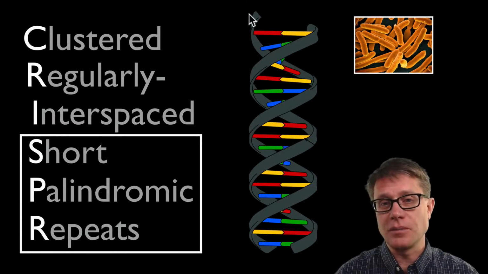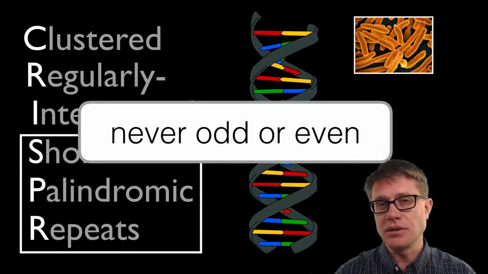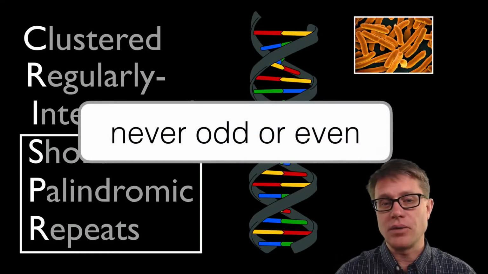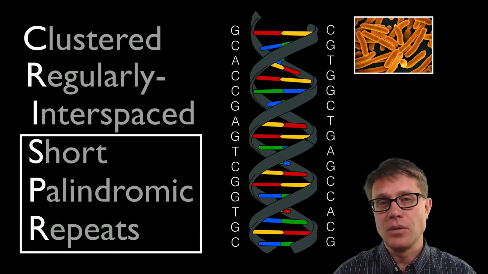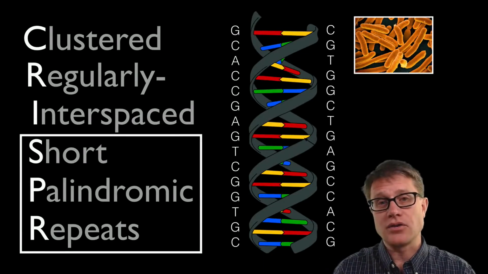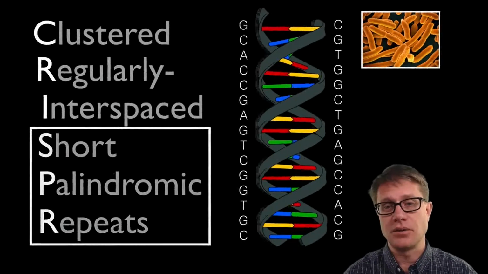These are going to be short segments of DNA, so 20 to 40 letters in length, and they're going to be palindromes. Remember, a palindrome is a sequence of letters that read the same left to right, like never, odd, or even. The reason why is that when you transcribe that DNA, you make RNA that forms these little hairpin turns. So we've got the repeats.